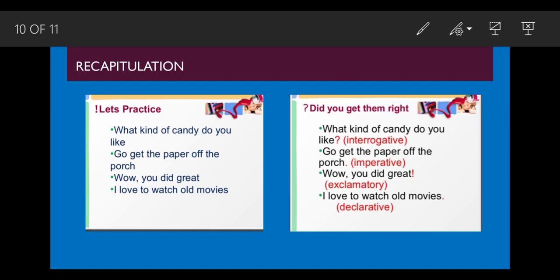Wow, you did great. This is an exclamatory sentence as it shows excitement or appreciation. I love to watch old movies. This is a declarative sentence as it is a simple statement or it declares something. So, these were the different types of sentences, and I hope that you all have understood the concept of different types of sentences very well.